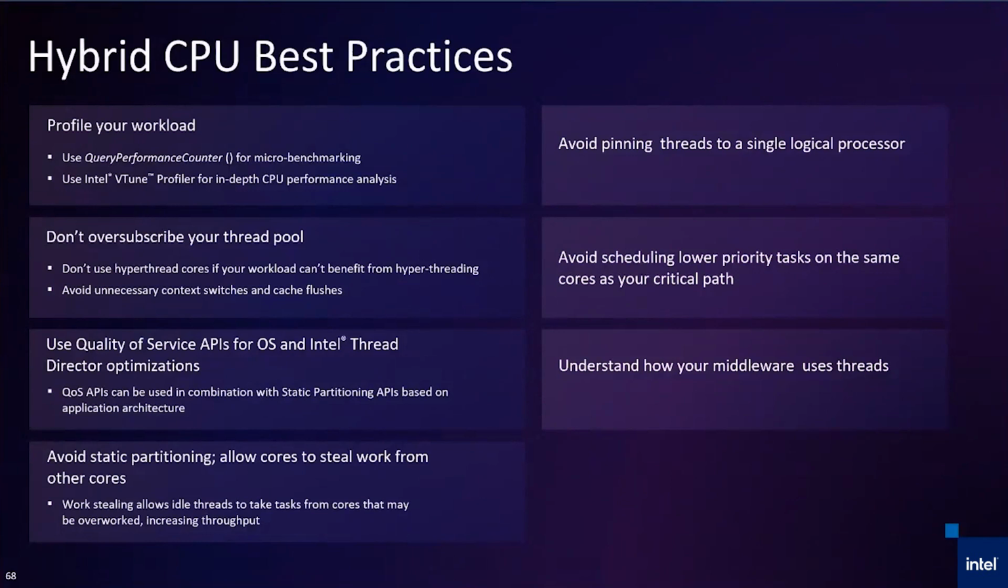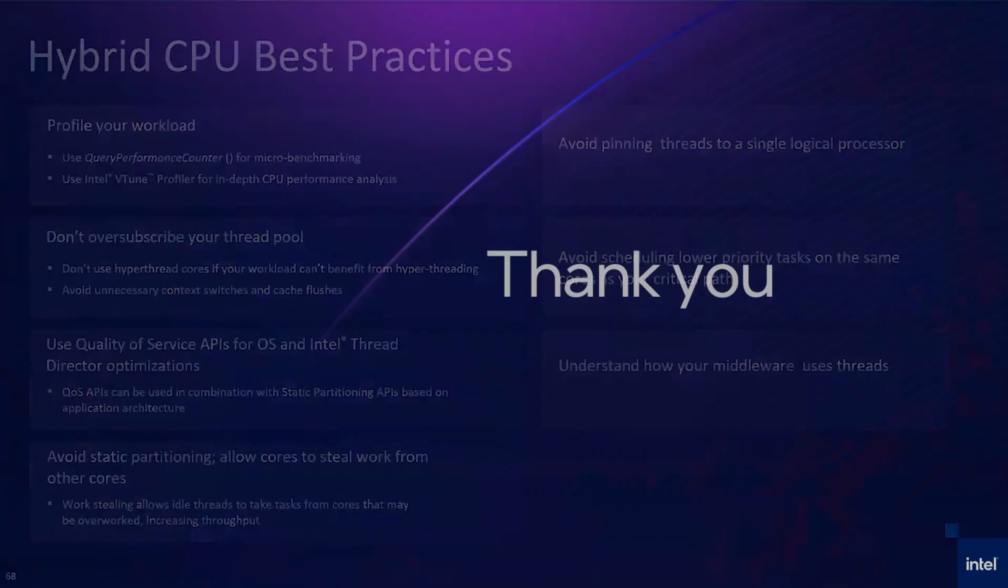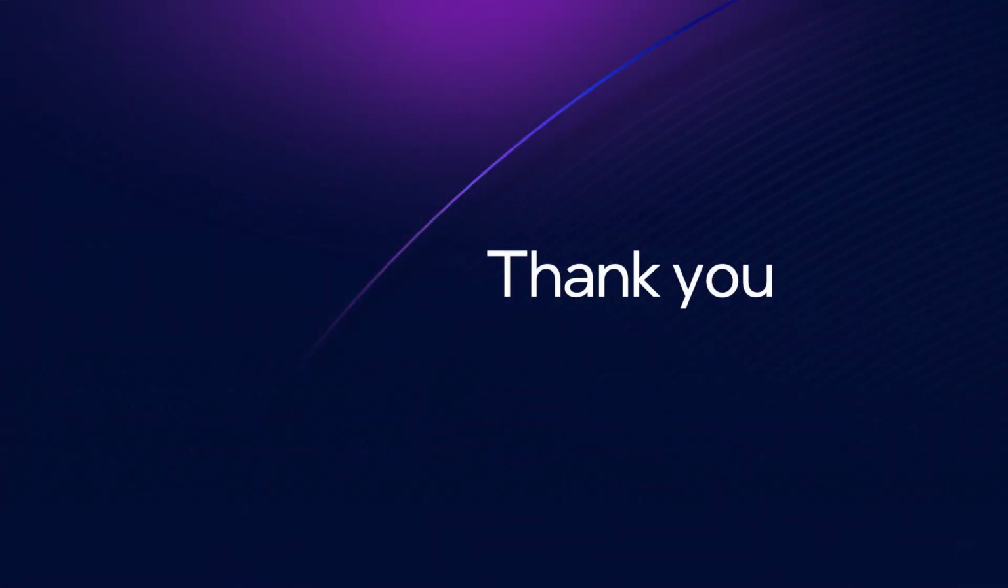Another thing that's worth bearing in mind is also keep an eye on middleware. The OS treats all threads of one priority level as equal. That means you're also at the whim of your middleware. Understanding how the middleware is using threads and how other applications within the system are using threads is vitally important to understand how the OS is scheduling your application.